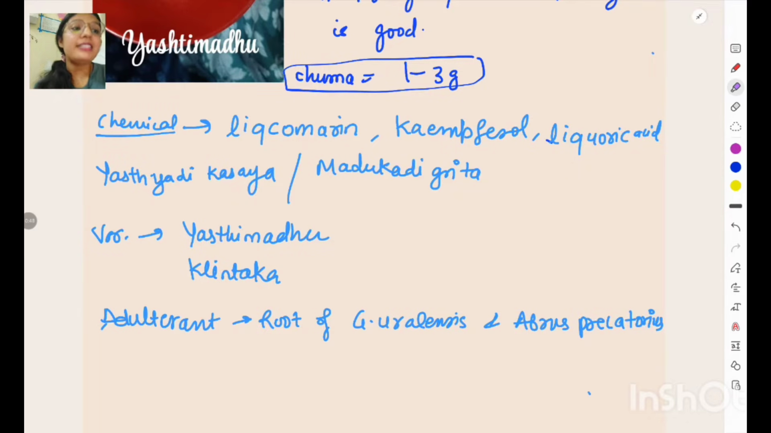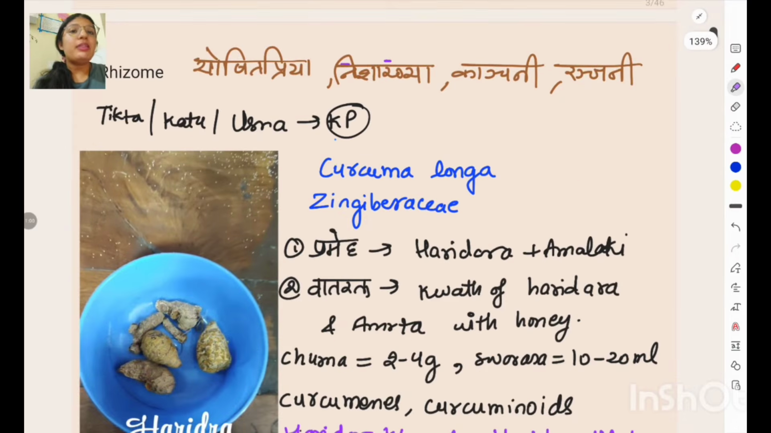and its adulterant is root of Glycyrrhiza uralensis and Abrus precatorius. And as you know, our Agada is over, so Abrus precatorius is your Gunja. So Yashti Madhu's adulterant is Gunja. It's an important point. Okay, so next comes the rhizome.